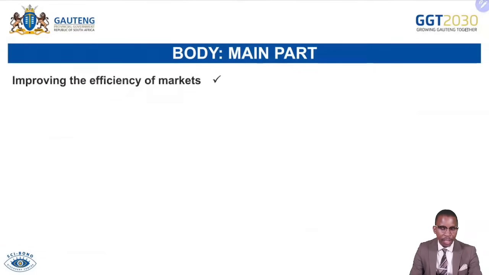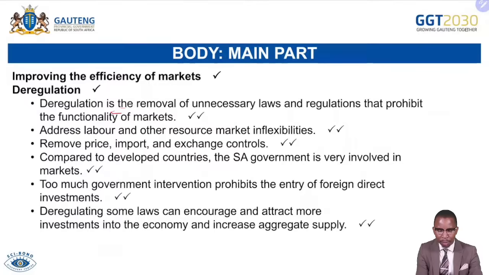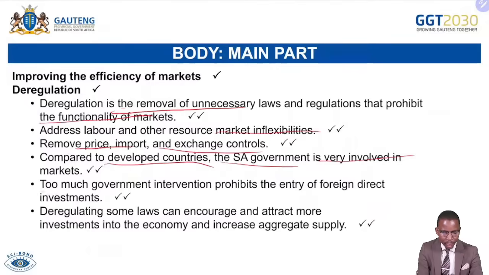Then improving efficiency of markets. We talk about deregulation. So deregulation refers to the removal of unnecessary laws and regulations that prohibit the functionality of the market. Address labor and other resources market inflexibilities. Remove price, import, and exchange rate controls. Compared to developed countries, the South African government is very much involved in the market. Too much government intervention prohibits the entry of foreign direct investments into the country. The deregulation of some laws can encourage and attract more investments into the economy and increase aggregate supply.